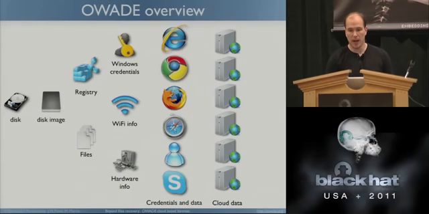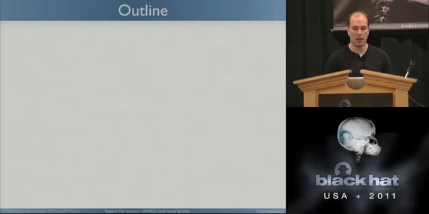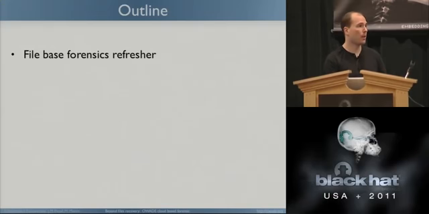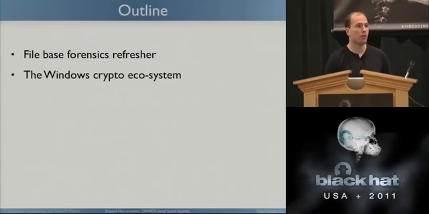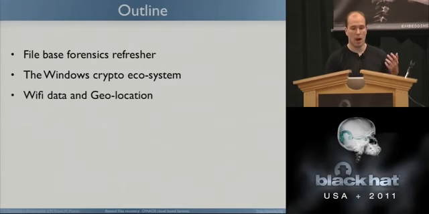So let's see how the rest of the talk is going to be. First, we're going to give you a very quick file forensic refresher to see how we get from the disk to the registry. Then I'm going to tell you about the Windows crypto system for those who are not familiar with it, how it works, how DPAPI works, so you get the idea how we can decrypt that. Then we're going to see how you can actually extract Wi-Fi data and how you used to be able to do geolocalization with that until Microsoft patched it, I think, Sunday morning.